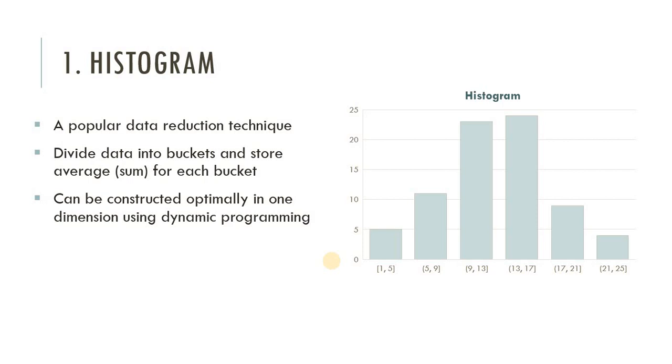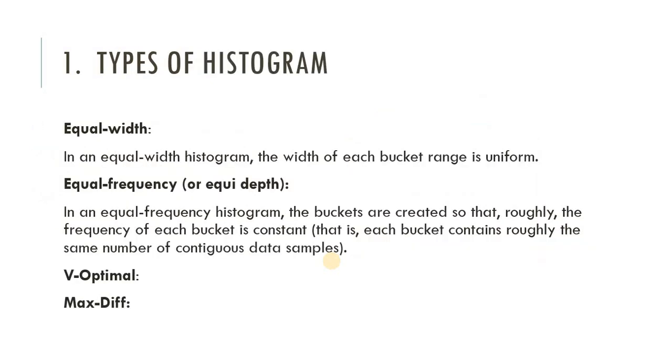Histograms have four different types: equal width histogram, equal frequency or equal depth histogram, V-optimal, and max difference. Two important ones are equal width and equal frequency. In the equal width histogram, the width of each bucket range is uniform, while in the equal depth histogram, the buckets are created so that roughly the frequency of each bucket is constant, or the depth of each bucket is constant. So these are the types of histogram.